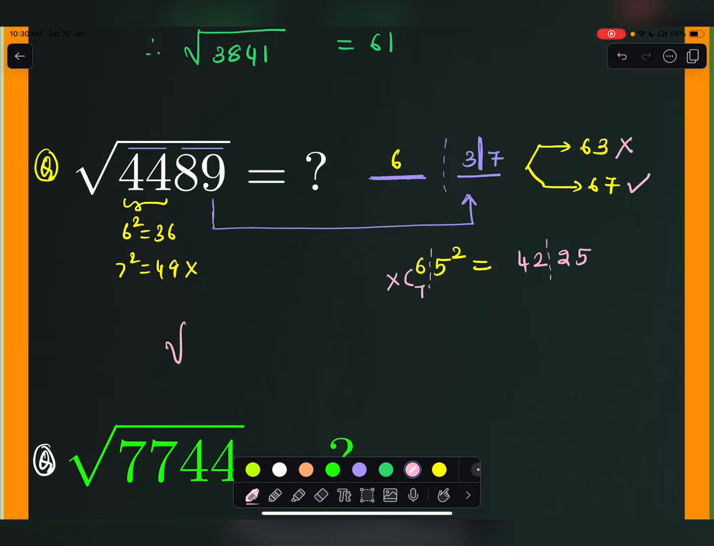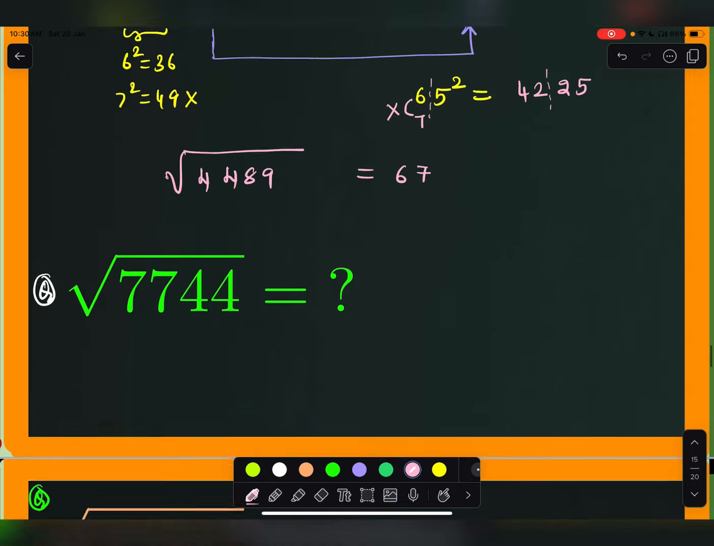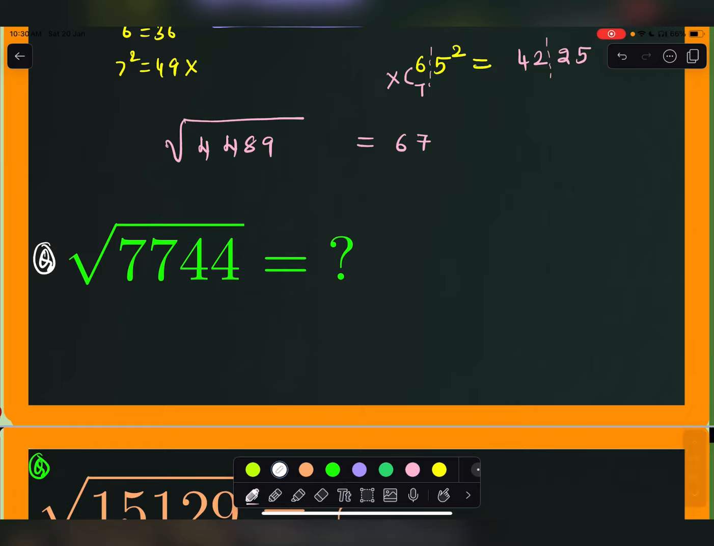Therefore, the square root of 4489 is equal to how much? We'll get 67. So similarly, take one more example, right? Now I'm taking 7744 only. Here also the same idea. To find the square root of any number, mark bars on two digits. We got 2 bars here. We'll get a 2-digit number as the result. So now we'll see that.